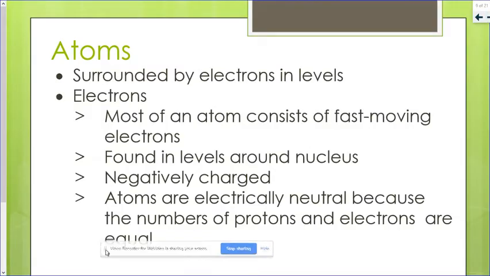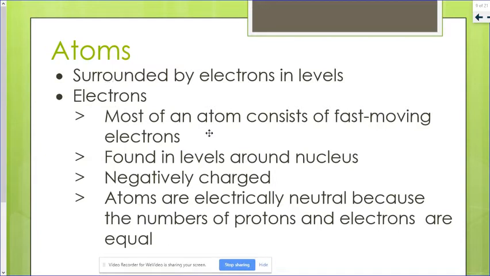All right, so getting back to the atoms, they're surrounded by these electron levels. The electrons of the atom, most of the space consists of these fast-moving electrons. They're found in levels, they're negatively charged, and the atoms are neutral. The atoms are neutral because when we're dealing with an atom, our protons and electrons are equal. We'll have a situation where we don't have these equal coming up in a few chapters, but right now, if you know your number of protons, you're going to know your number of electrons.